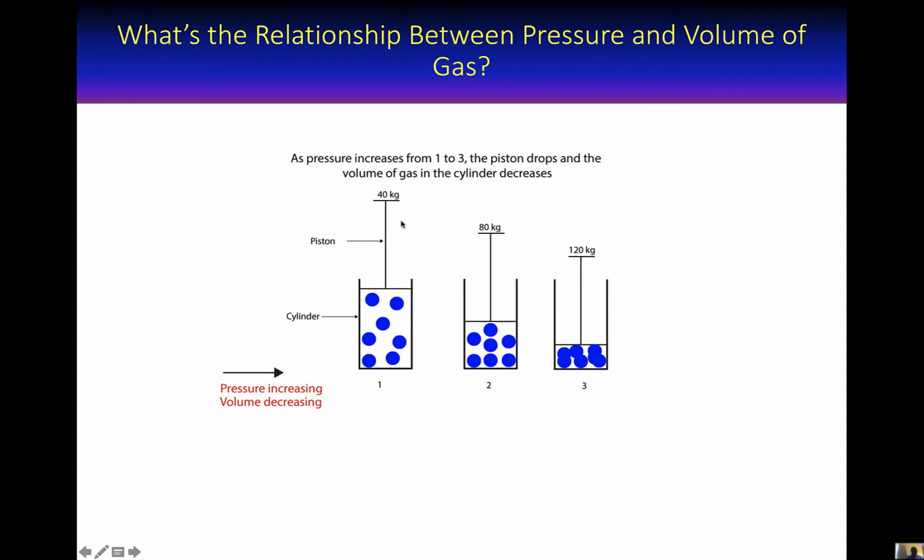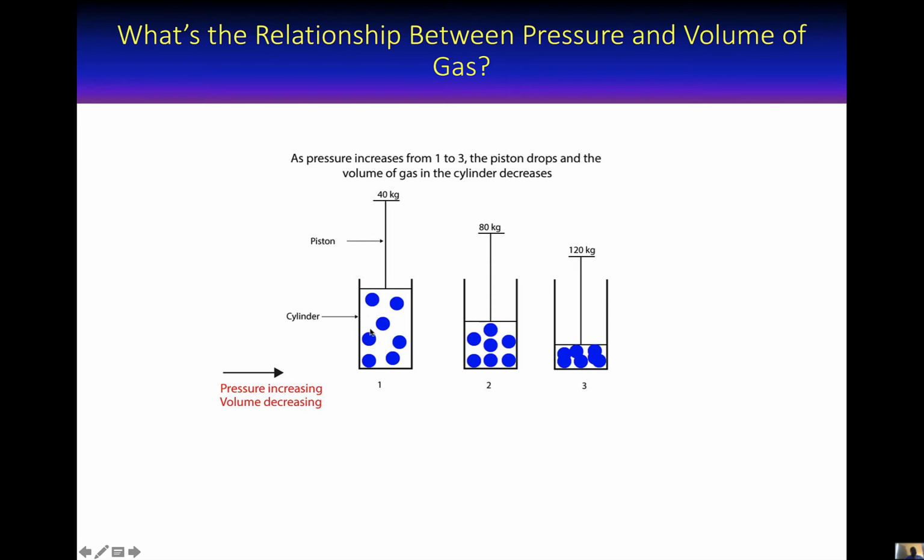Also, to apply varying pressure, we are going to put varying weights on the piston of this cylinder. Just observe, as we vary the weights on the piston, the pressure also varies. As the pressure goes from 40 to 80 kilograms, you notice that the piston drops and the spaces between the gas molecules decrease, meaning that the volume of gas decreased. So as the pressure increases, the volume of gas decreases as well.